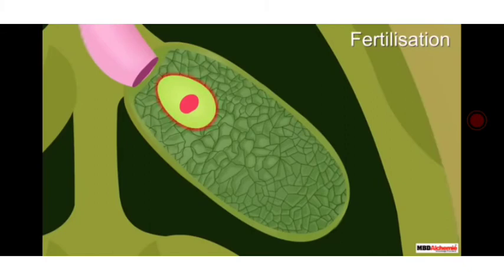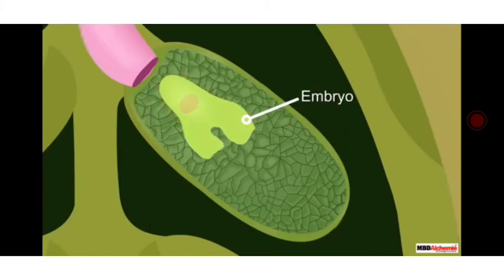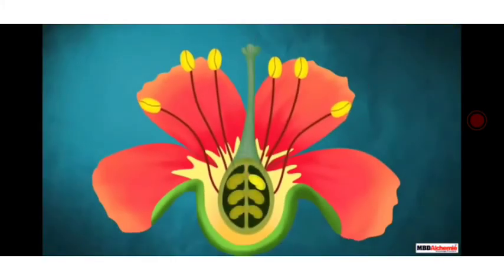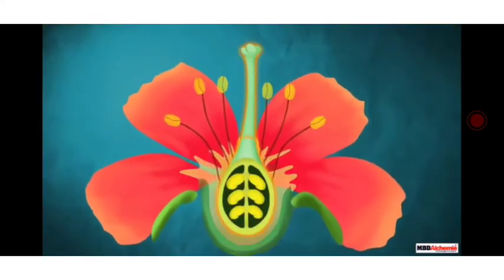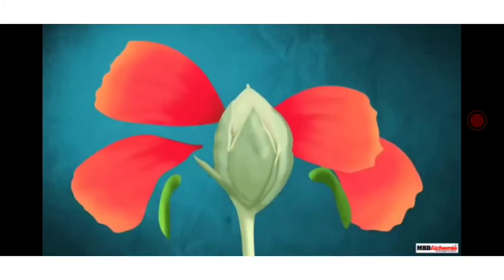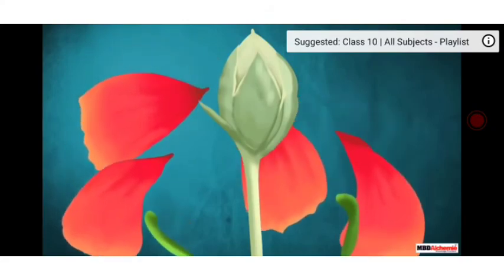So after fertilization, the zygote develops to form the embryo. The embryo develops a tough coat around it, which is considered as seed. As the ovary develops into fruit, the petals and sepals wither away from the flower.